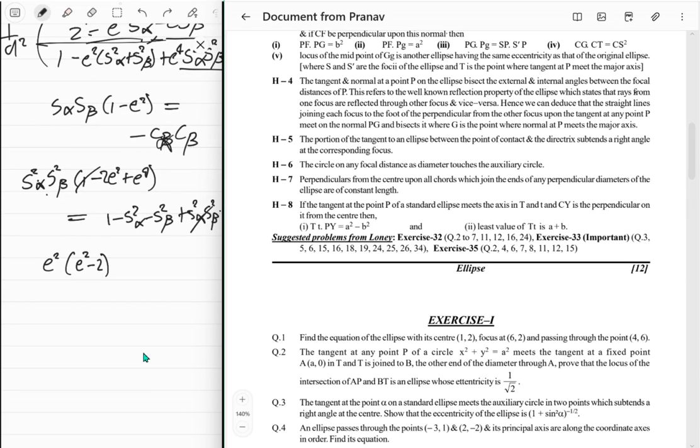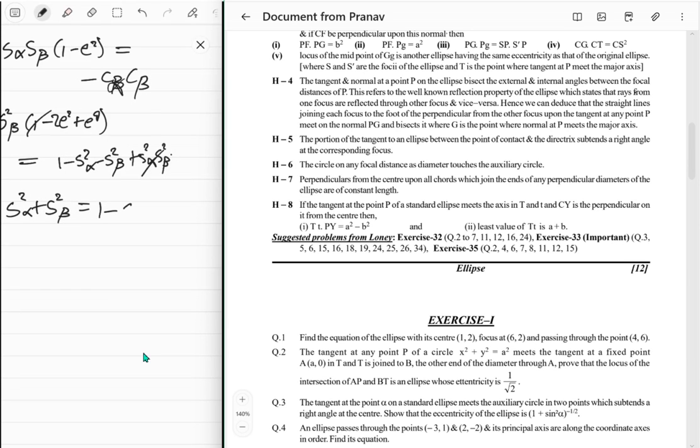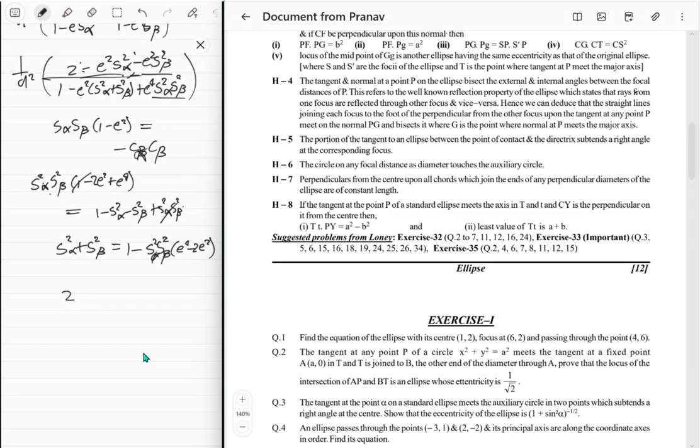Okay, wait a second. Sine square alpha plus sine square beta, isn't that just 1 minus, right? So sine square alpha sine square beta times e power 4 minus 2e square. So if I put that everywhere, maybe I'll get something nice. So it's got 2 minus e square times that, guys. So minus e square plus e square sine square alpha sine square beta times.